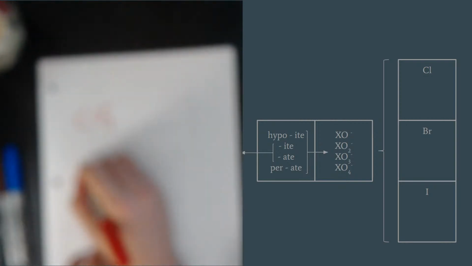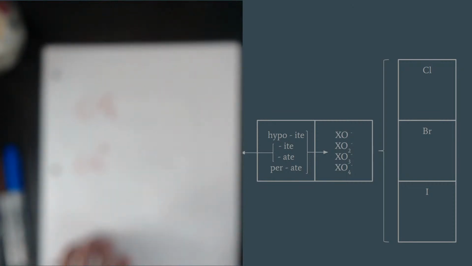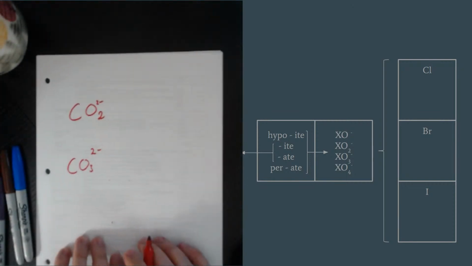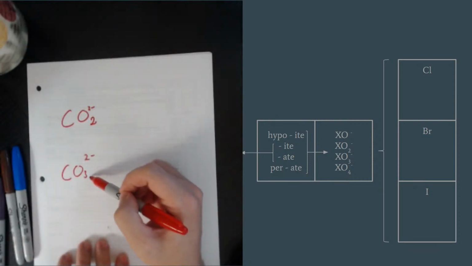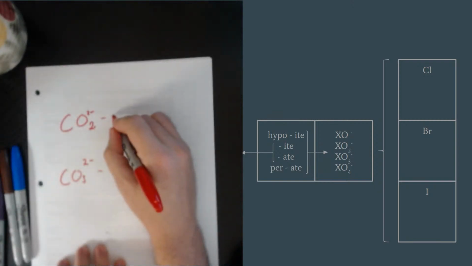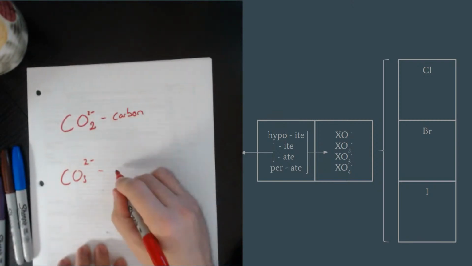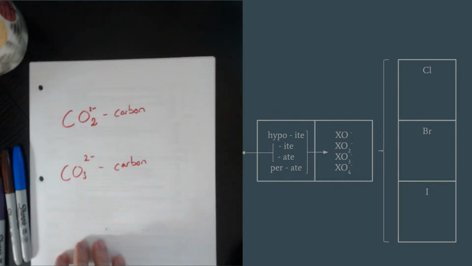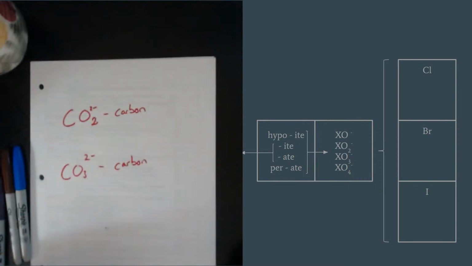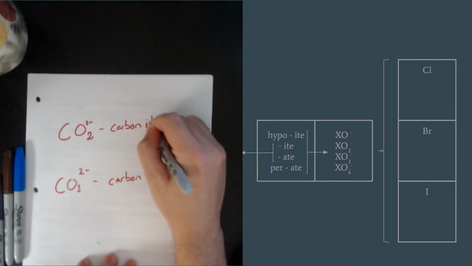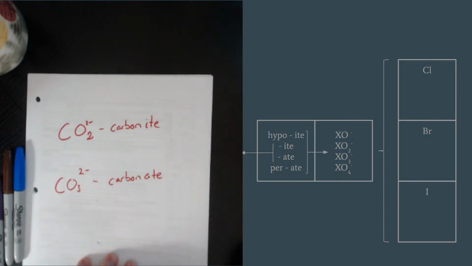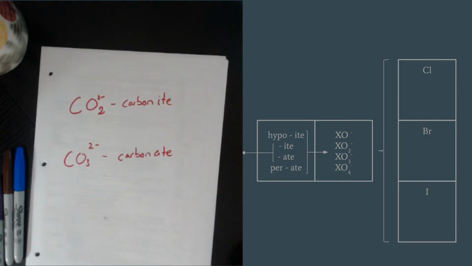So let's look at carbon. CO2 2 minus and CO3 2 minus. Each of them has a name based on carbon. And as you saw on the previous page, it's going to be either ITE or ATE. So, really straightforward. ITE, ATE. Fewer oxygens, it gets the I. More oxygens, it gets the A.